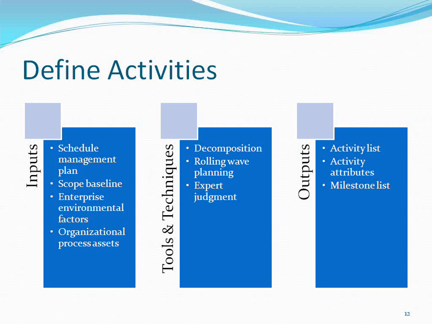You require the EF and OPA. And remember, I told you the work package will be divided into finer entities, the actions. Where do you have the work package? In the scope baseline, because scope baseline contains project scope statement, WBS and WBS dictionary. WBS contains these work packages. So you need the scope baseline. You need the EF and OPA.